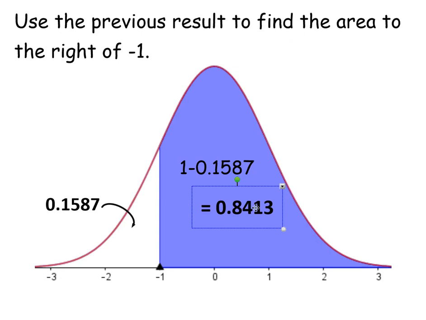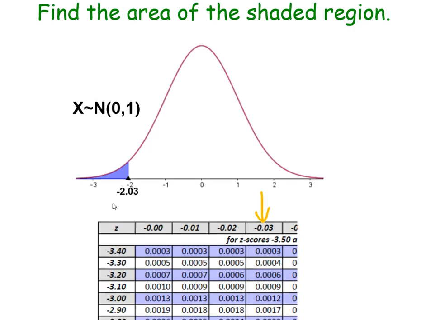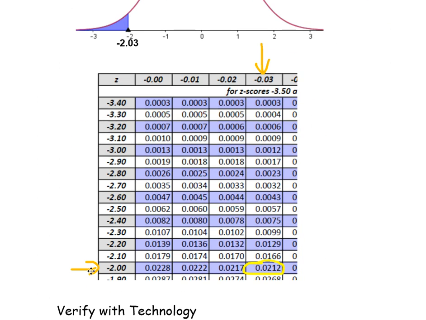Now, what if you want to know the probability on the other side? Simply subtract from 1, and there you have your answer. What about finding the area to the left of negative 2.03? Again, we have a normal distribution with a mean of 0 and a standard deviation of 1, making this a z-score. So looking up in the table, negative 2 lined up with 0.03, I get my answer of 0.0212.